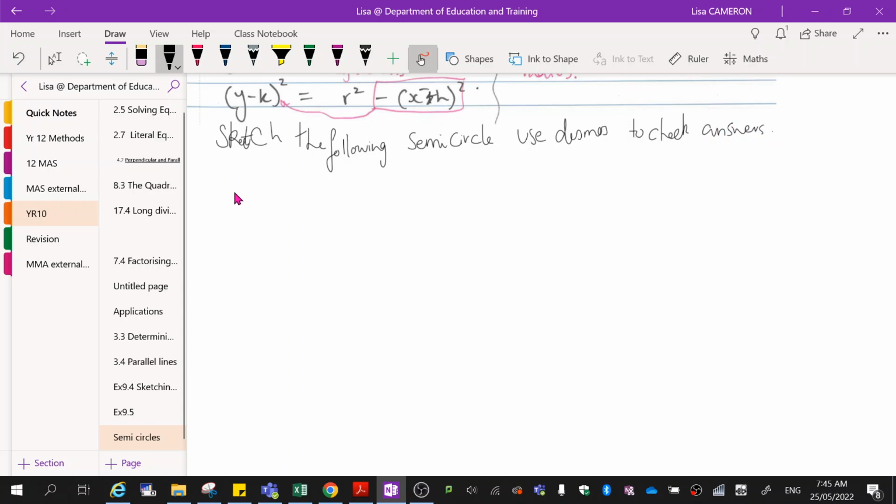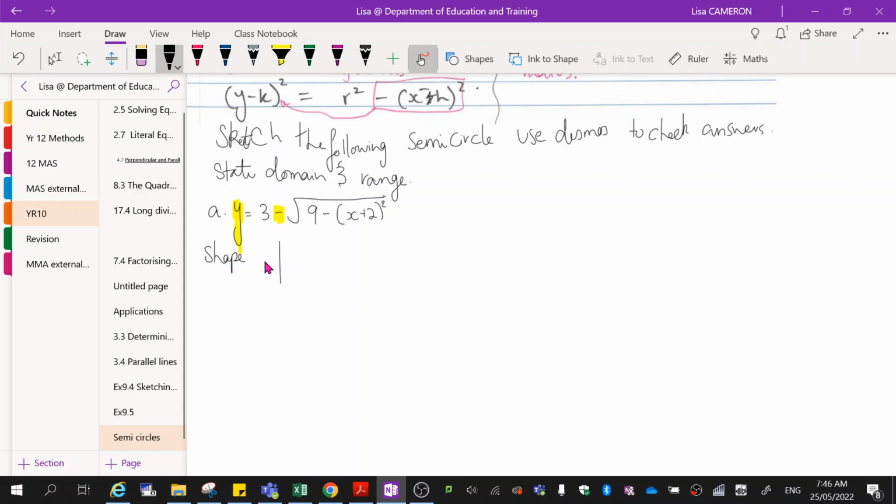We are also going to state the domain and range. Okay, so let's say this is our question: y equals 3 minus the square root of 9 minus (x plus 2) squared. First thing I'm going to identify is the shape.